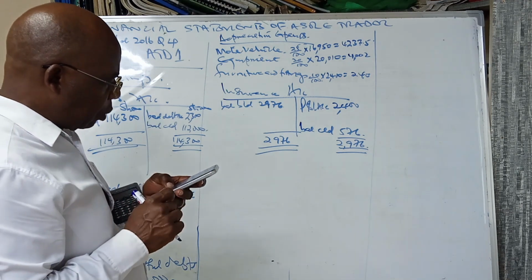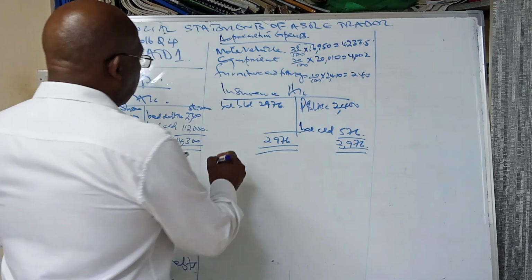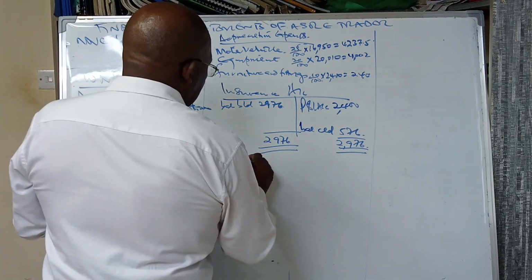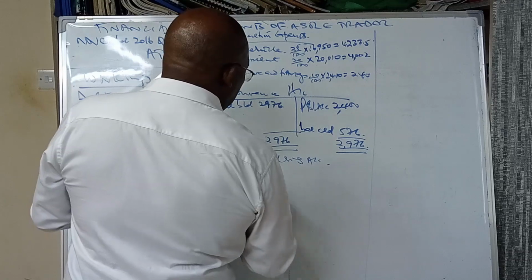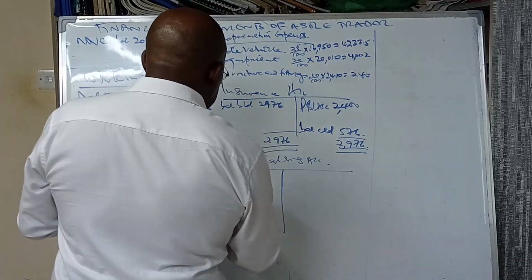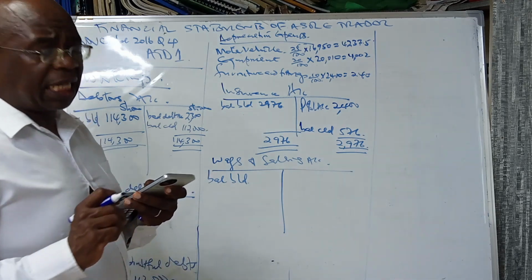Then you are told wages and salaries accruing amounted to 3 million. The employees provided services, but we have not paid them as at the end of the year.